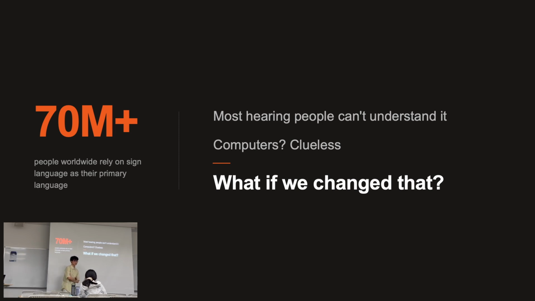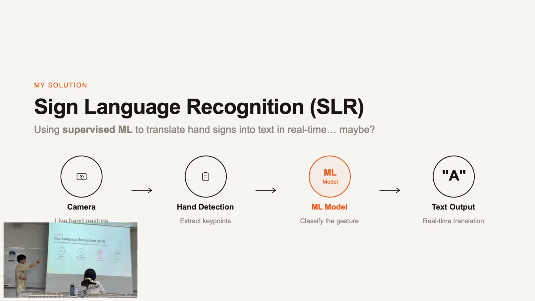But I was wondering, what if we could use machine learning to close the gap of communication? Sign language recognition is a basic classification problem. I'll use a supervised model because I'll tell the model what each sign is.